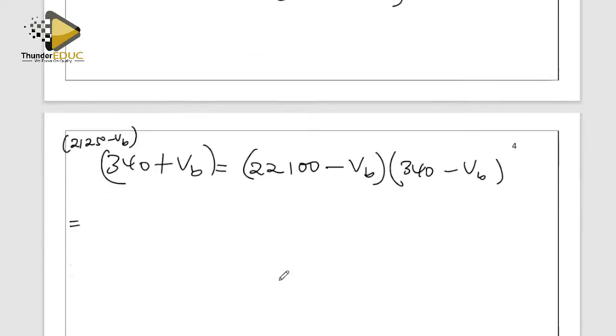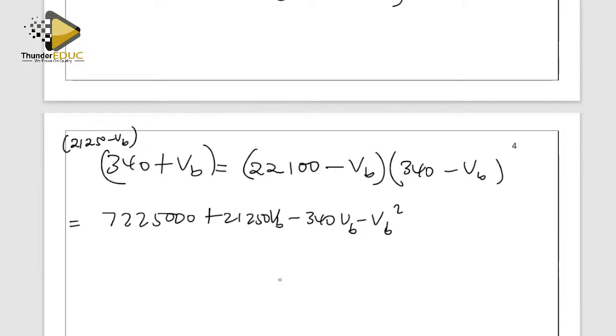Okay, so when I punch this into my calculator, it's huge. 21250 times 340 is giving me 7225000 plus 21250 VB minus 340 VB and then minus VB squared. I must do the same thing here. Okay. 340 times 22100 is giving me 7514000 minus VB squared plus 22100 times 340. We're done with that. We're looking at the VB now.